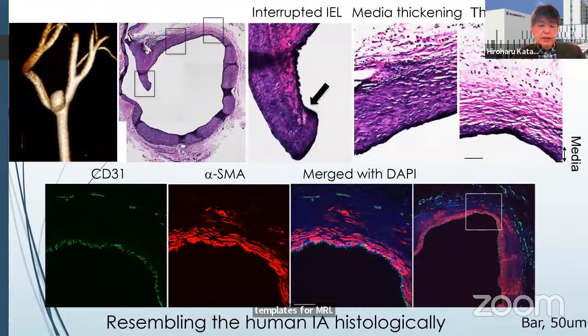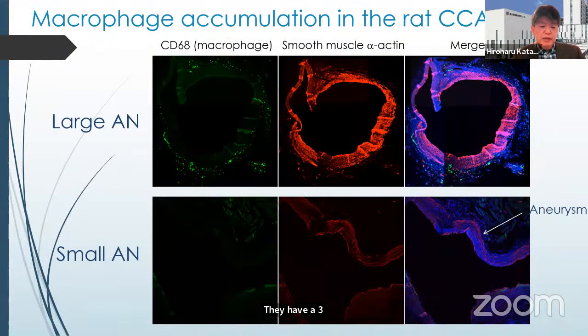And the rat CCA aneurysm resembles the human intracranial aneurysm. For example, the internal elastic lamina is disrupted and the media becomes thin at the apex of the aneurysm. They have a three-layer structure, and it is not a pseudo-aneurysm. And macrophages also infiltrate into the vascular wall in the cervical CCA aneurysm. Interestingly, the larger the aneurysm is, the larger the number of macrophages accumulated, suggesting macrophage accumulation also contributes to aneurysm growth in this model.